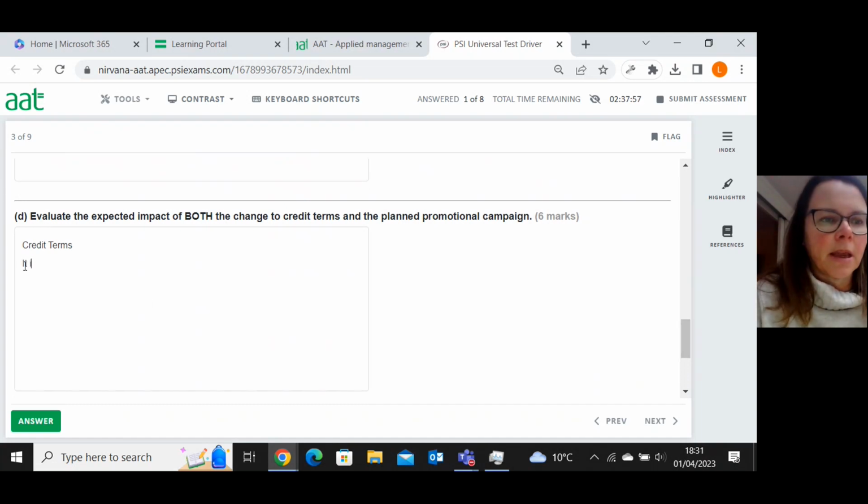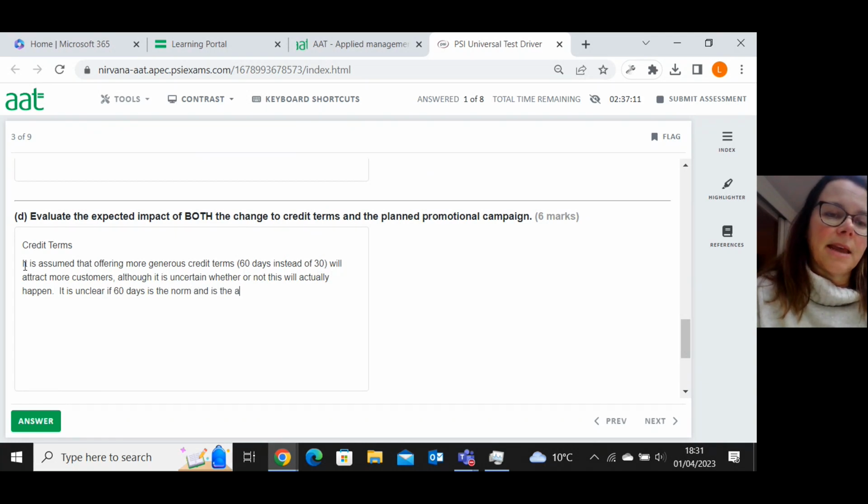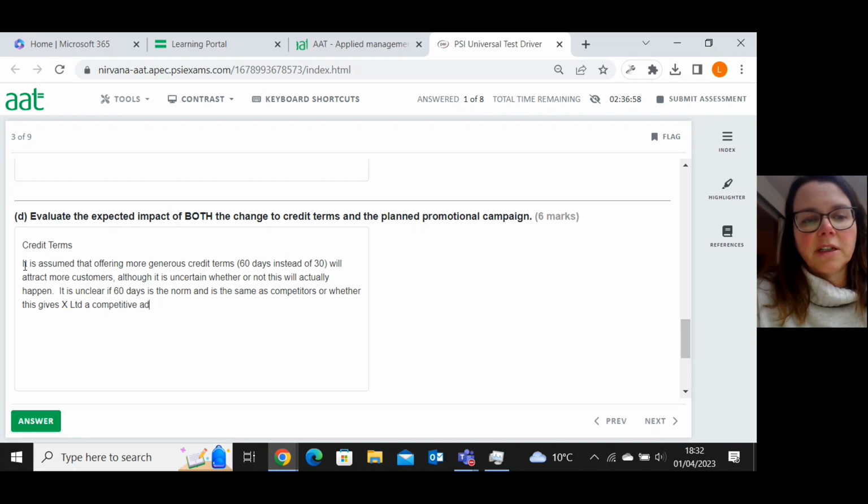Right, so credit terms. I have said, it is assumed that offering more generous credit terms, 60 days instead of 30, will attract more customers, although it is uncertain whether or not this will actually happen. It is unclear if 60 days is the norm and is the same as competitors, or whether this gives X Limited a competitive advantage. Try and use the names of the companies, it just makes it that bit more applied to the question.